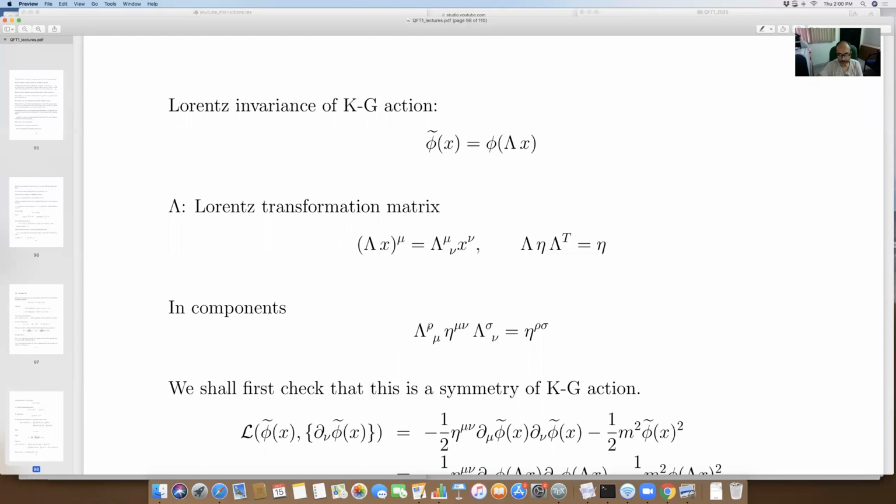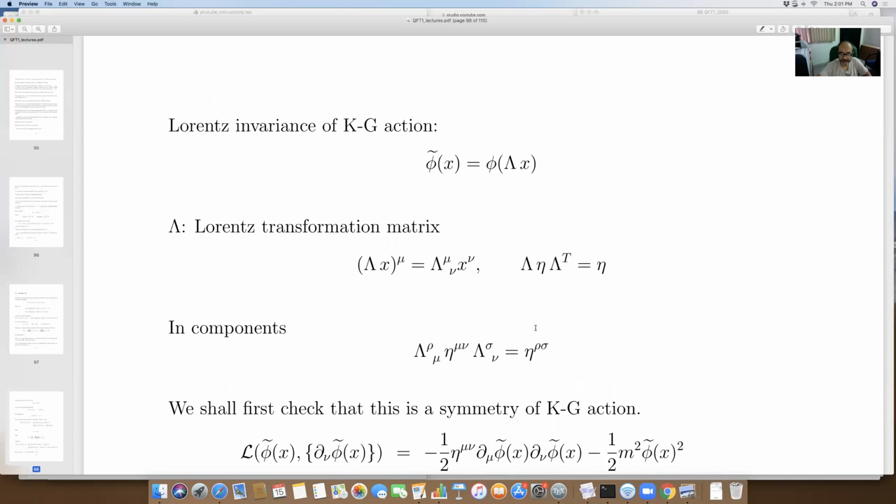Lambda rho mu: because it's lambda times eta, the column index of lambda should match the row index of eta. So mu here, mu here. Then the column index nu should match the row index of lambda transpose. But the row index of lambda transpose is the same as the column index of lambda, because lambda is transposed. So that's why we have lambda sigma nu. In the transpose form, nu is the row index, sigma is the column index. And on this side, of course, you have eta, which I have written as eta rho sigma. So this is the component form of the constraint that the Lorentz transformation matrix has to satisfy.